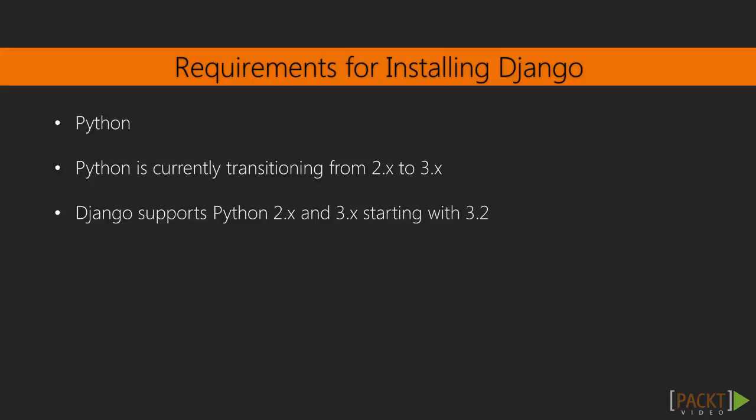As you probably know, the Python community is going through a transition as we migrate from the venerable Python 2.x series to Python 3. Django supports both Python 2, any version of 2.7, or Python 3, starting with 3.2. In this video, I'll be using Python 2.7, but we'll point out a few things that you'll want to be aware of if you're using Python 3.